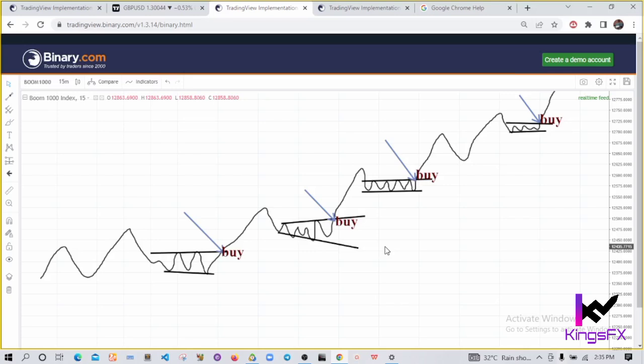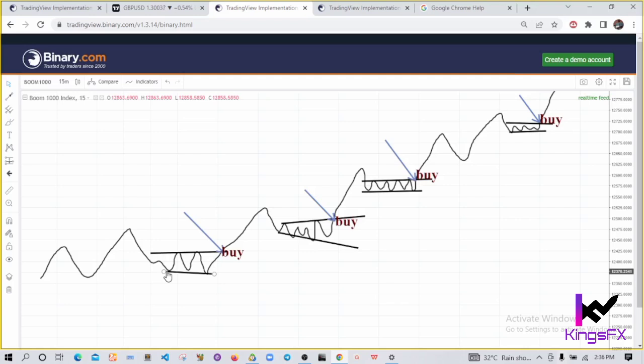Just identify a trend. If it is trending up, wait for a pullback. After a pullback, just wait and see how the price reacts at that swing low. If it is trending up, at this swing low here, you don't just enter a buy because you see a pullback. No, you just have to wait.